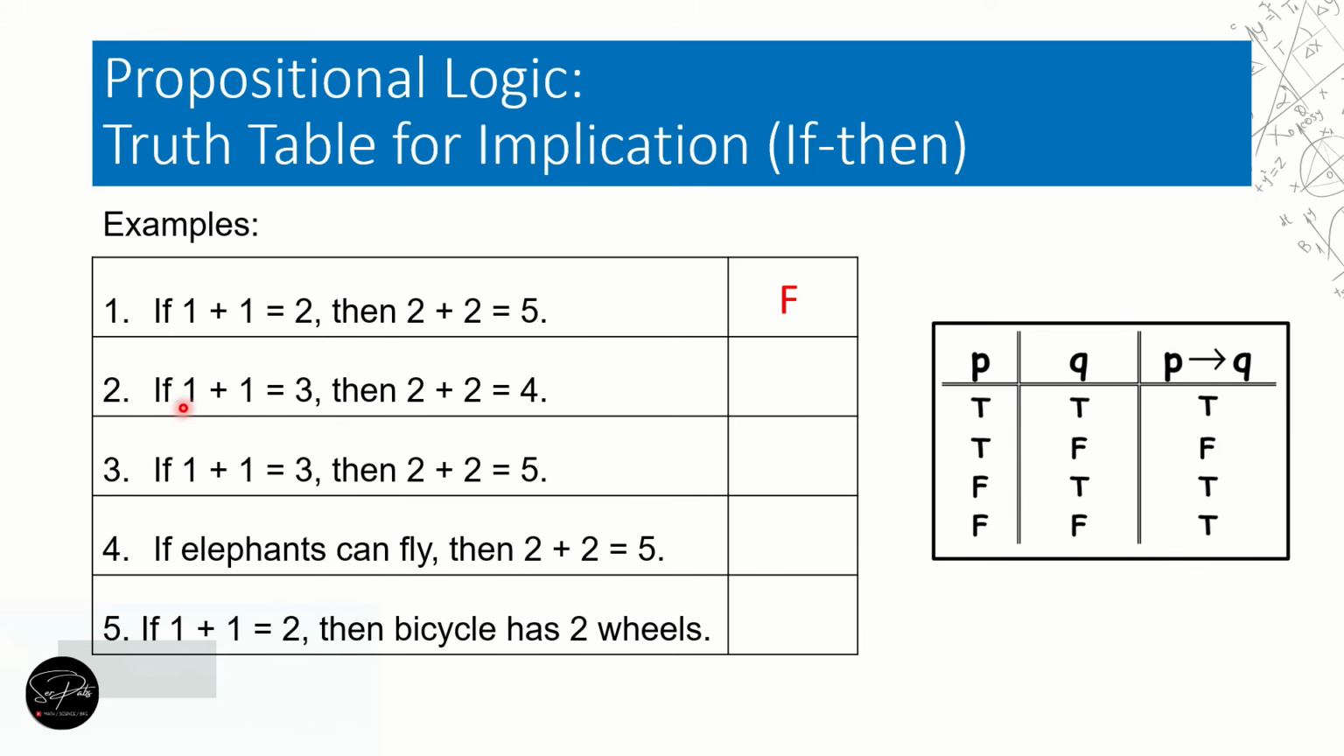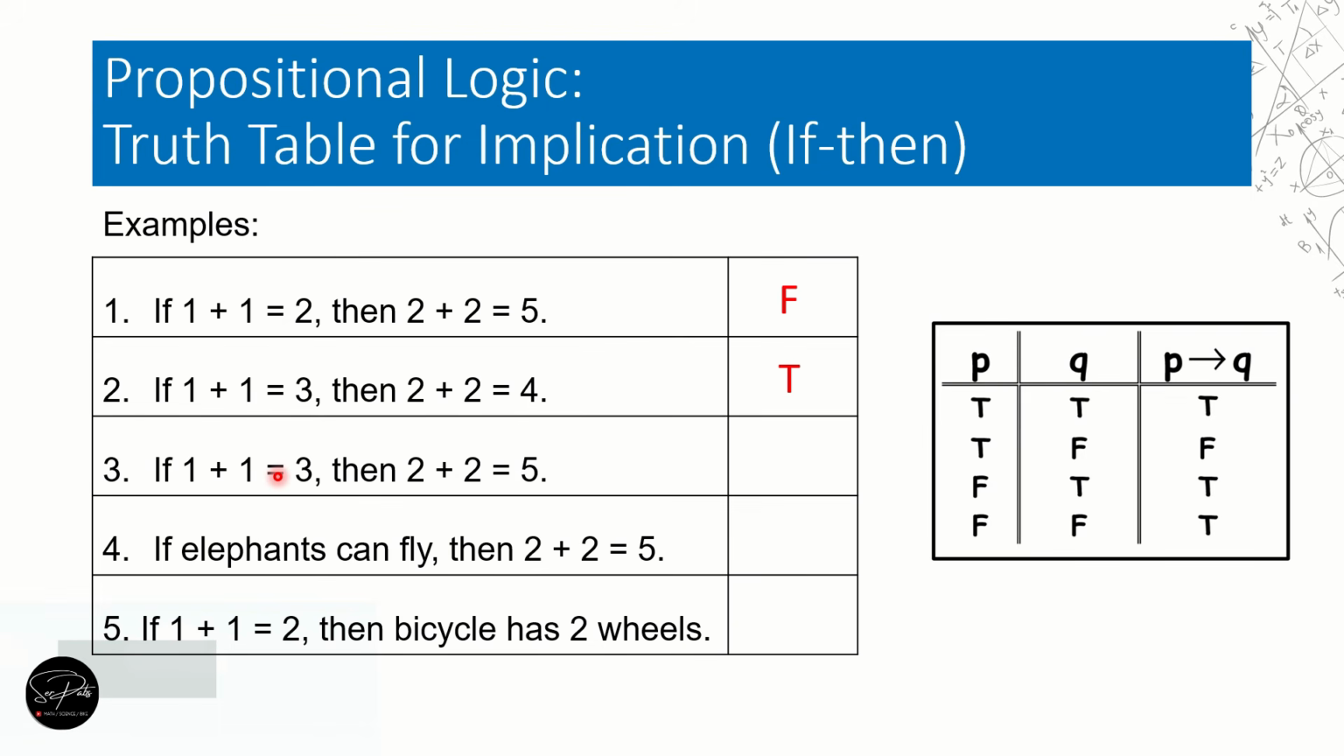Number 2, mali. 1 plus 1 equals 3. False. 2 plus 2 equals 4. True. So, mali, tama. Hanapin sa truth table. Ito yon yung pangatlo. False, yung P, yung letter Q ay true. So, therefore, the statement will be true. Again, mali, tama. So, that will be true.